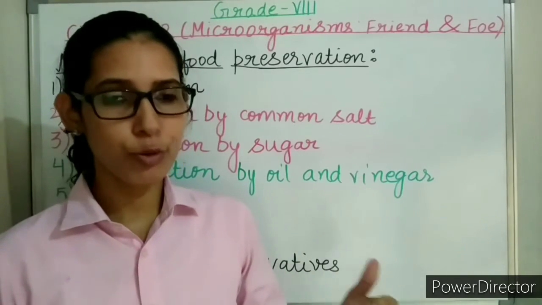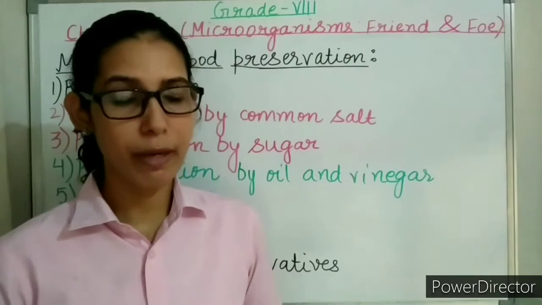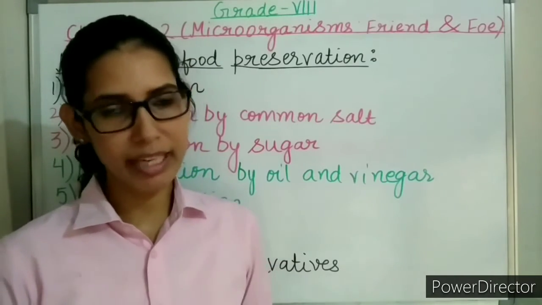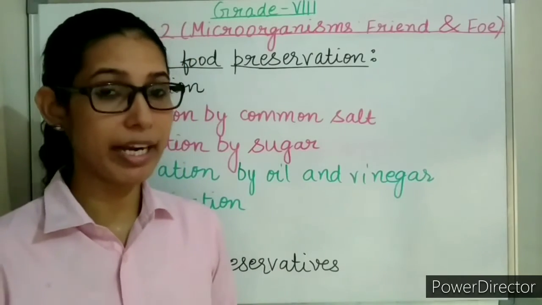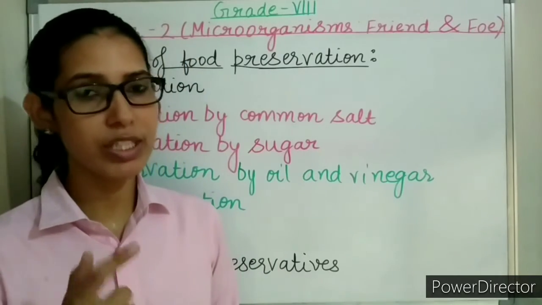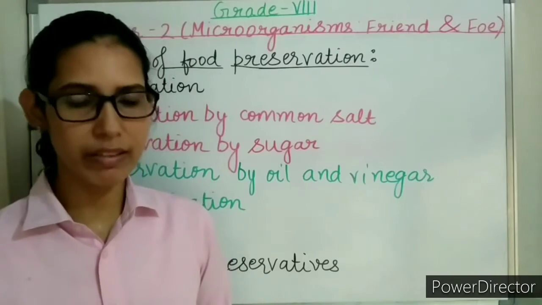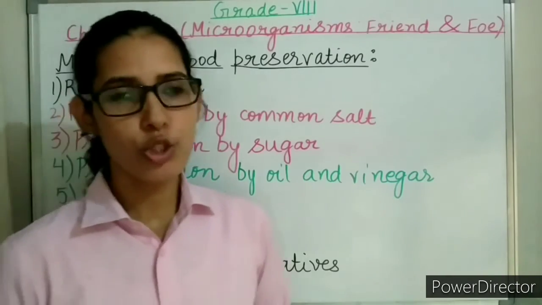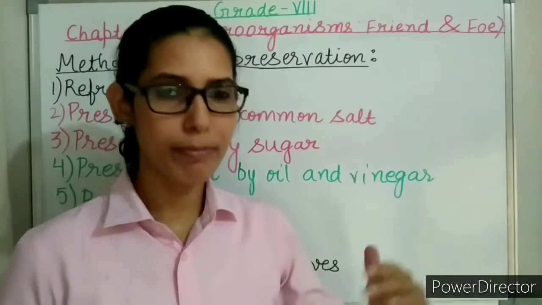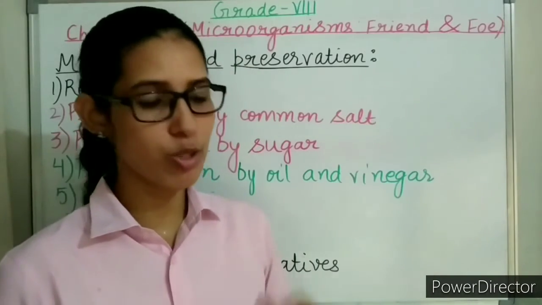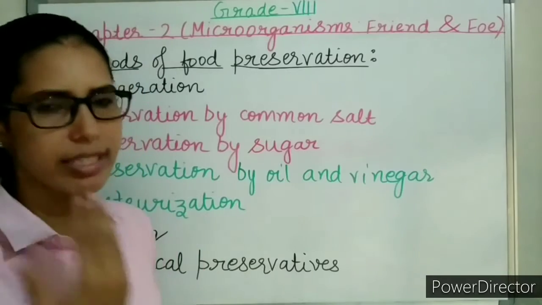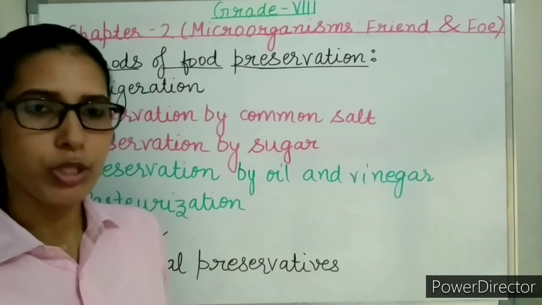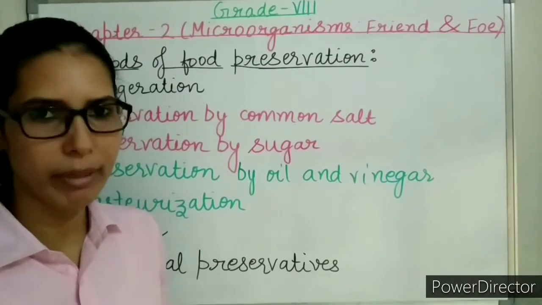Food spoiled by microorganisms emits a bad smell. It has a bad taste. And if these food items that have been spoiled by the microorganisms are consumed, it results in serious illness. So we need to preserve our food items to keep them fresh for a longer time and to protect them from the microorganisms. So how can we do that? This can be done by various methods. Let's discuss them in detail one by one.